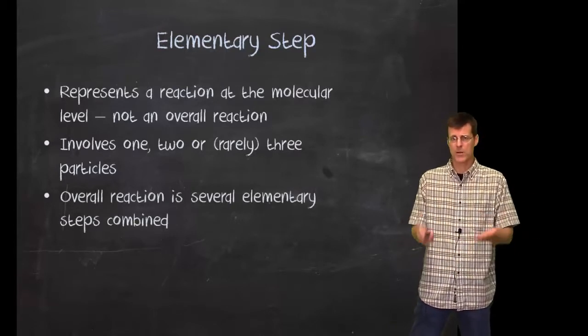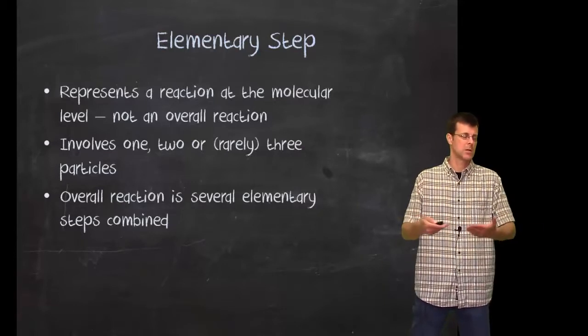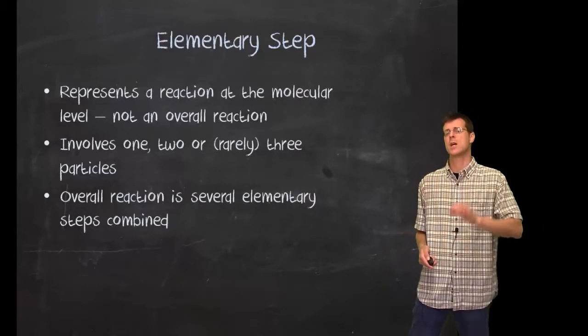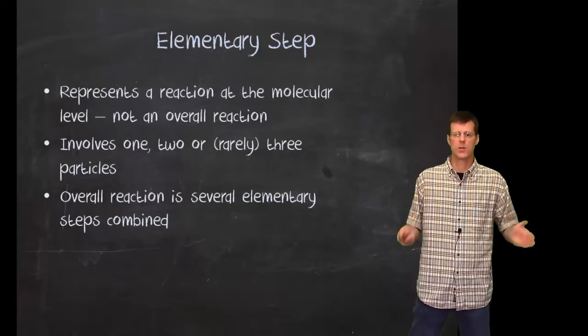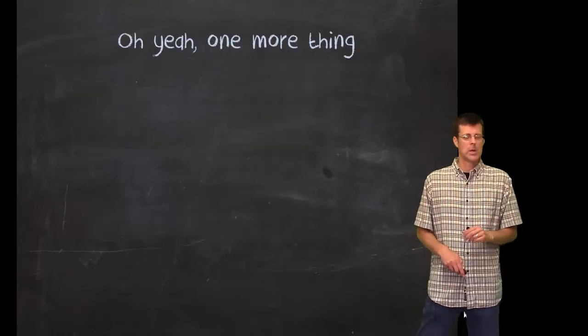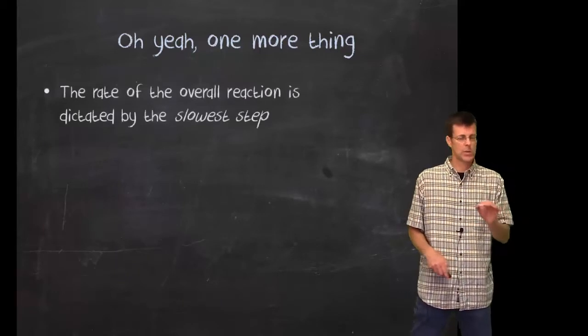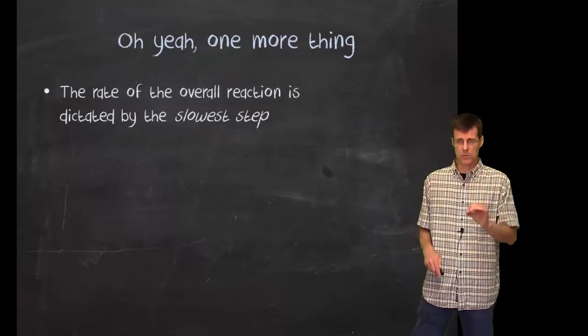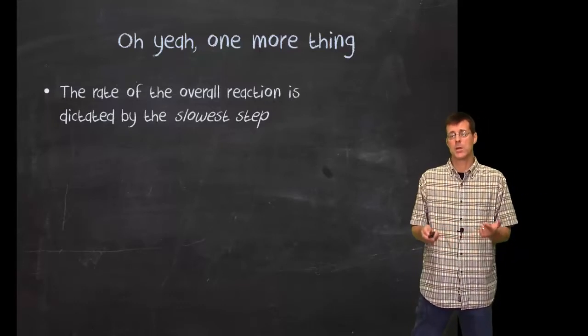The overall reaction then comes from the series of elementary steps combined together. Now, by the way, elementary step, elementary reaction, elementary process is another term. They all mean the same thing. Now, there are actually two more things on top of this. Number one is that the rate of the overall reaction is going to be determined by the slowest step.